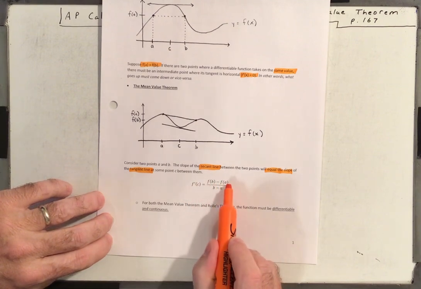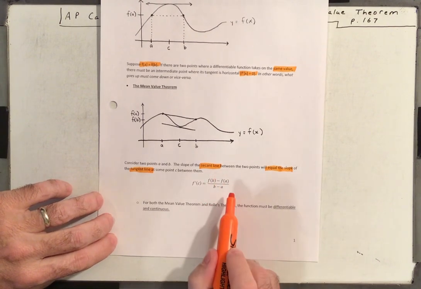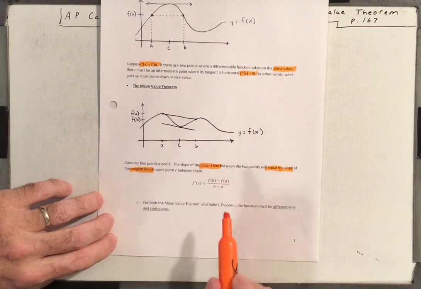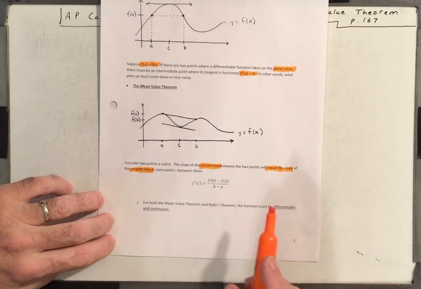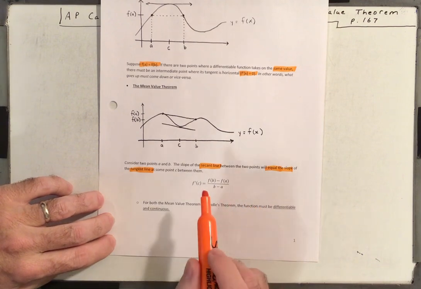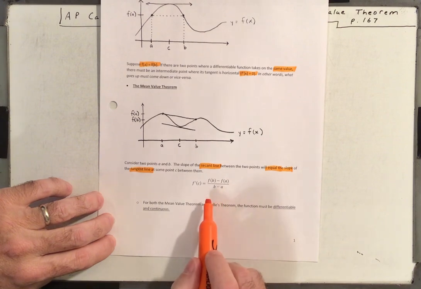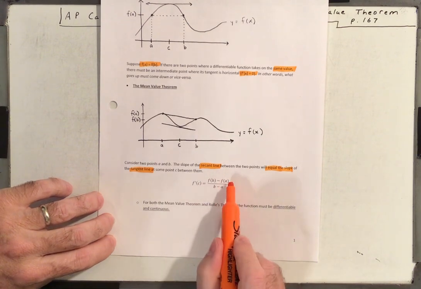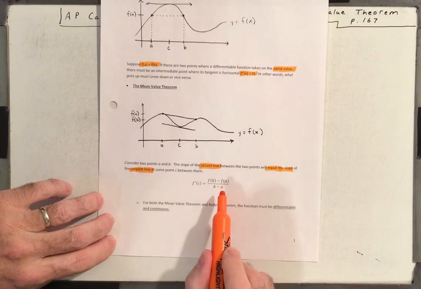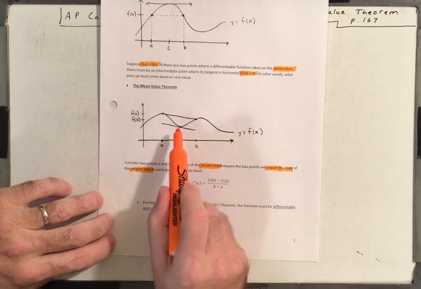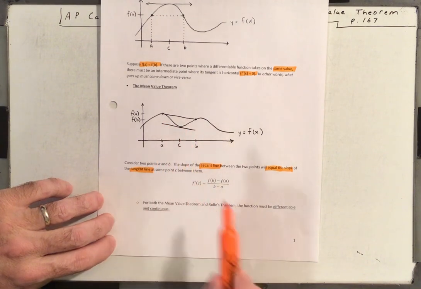And f of b minus f of a over b minus a is just the formula for the slope between a and b. So what it's saying is that there's going to be a point where the average value is equal to the instantaneous value. That's another way of saying this. So this is like y2 minus y1 over x2 minus x1. That's all that is. It's a fancy way of saying that. And again, I drew it kind of in the middle so you could see it really easily, but that point C doesn't have to be in the middle.